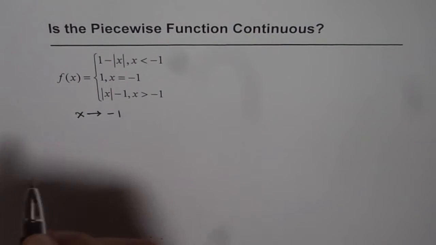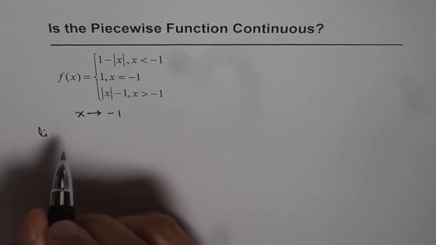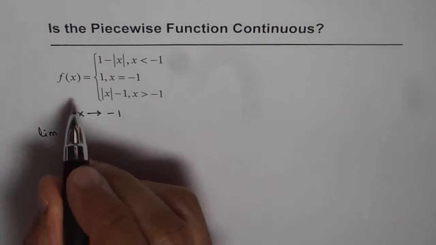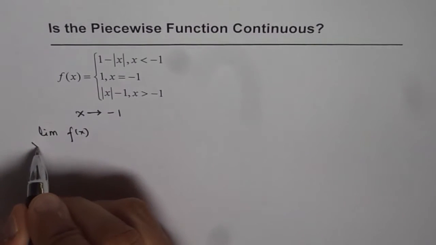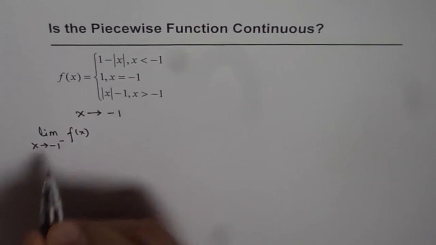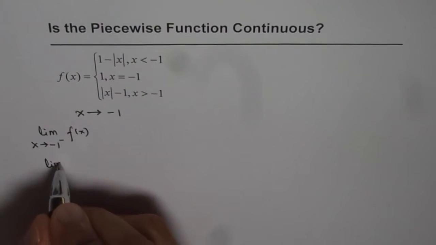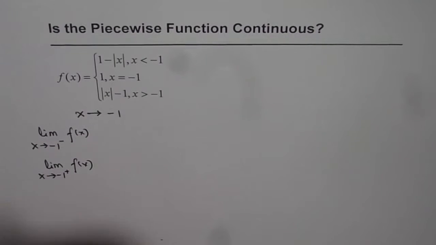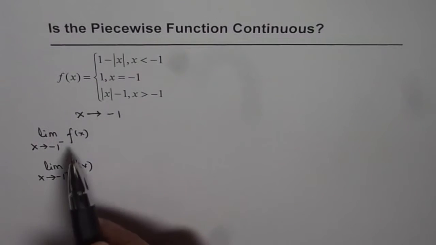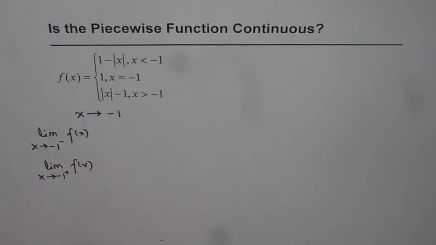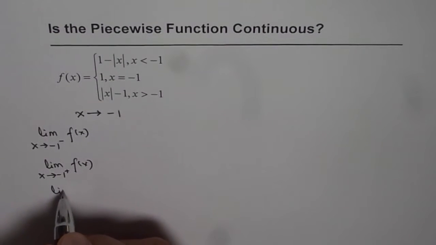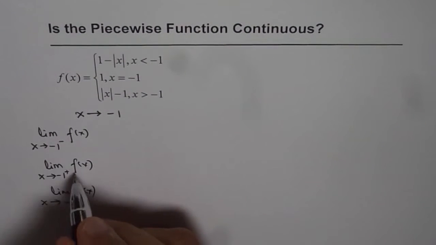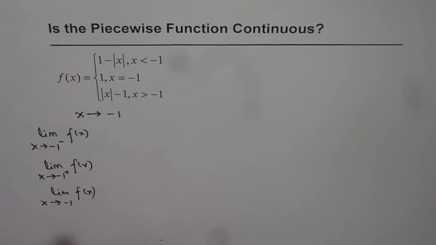So what we're trying to find is the right side and left side limits for the function as x approaches minus 1. We'll find the limit of f of x as x approaches minus 1 from the left side, and the limit of f of x as x approaches minus 1 from the right side. They should be equal so that the limit of the function as x approaches minus 1 exists, right? So if both of the above limits are the same, then this will exist.